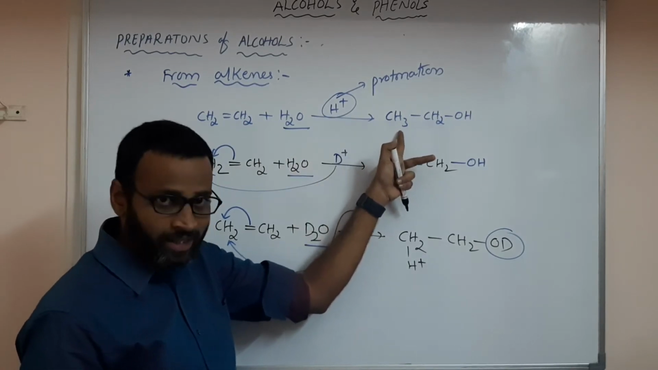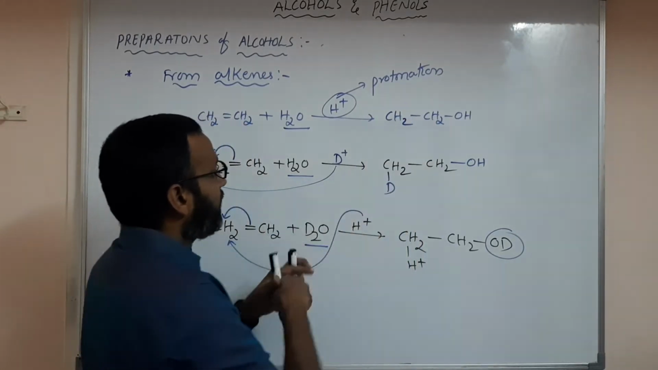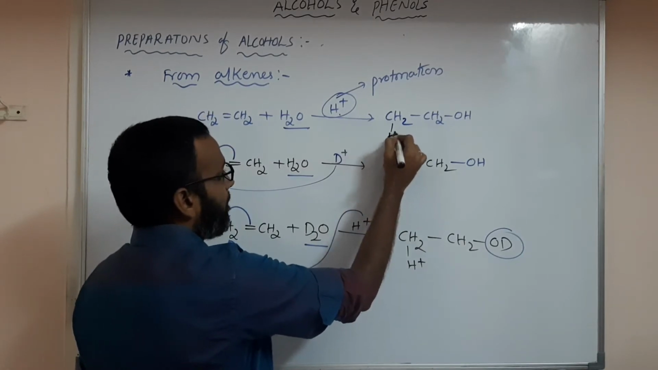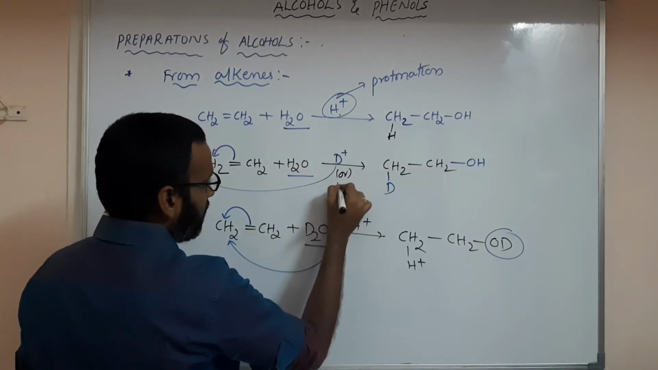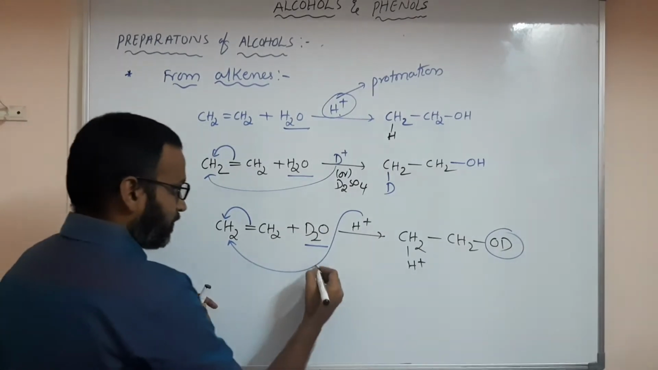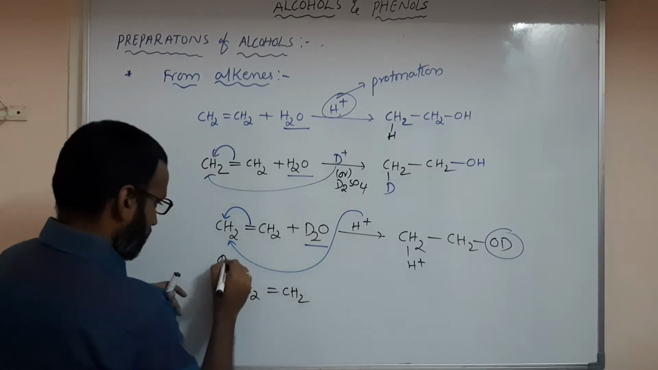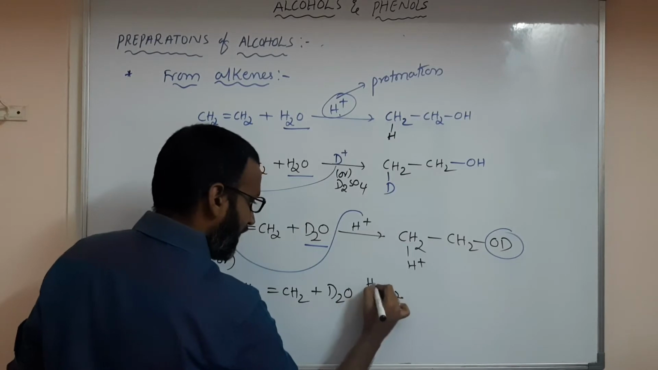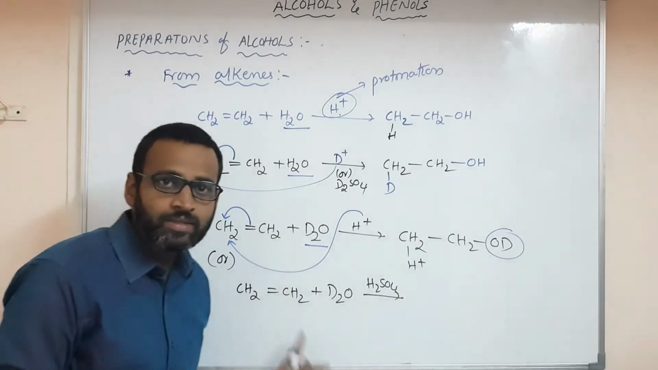So that's why I wrote CH3 directly. Otherwise I can write CH2 and this H plus came here, like this. But here D plus is given, or they will give D2SO4. Then what is the product they will ask? Sometimes they will simply give CH2=CH2, D2O and H2SO4. This reaction and that reaction are both the same.